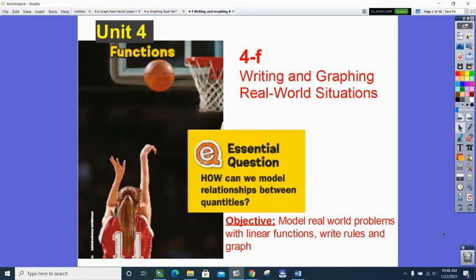Hi everybody. Today we're going to add a step on the top of our graphing real world situations, and we're going to learn how to write those function rules from the words. So our goal today is to model real world problems with linear functions. We're going to write the rules and we're going to graph them.